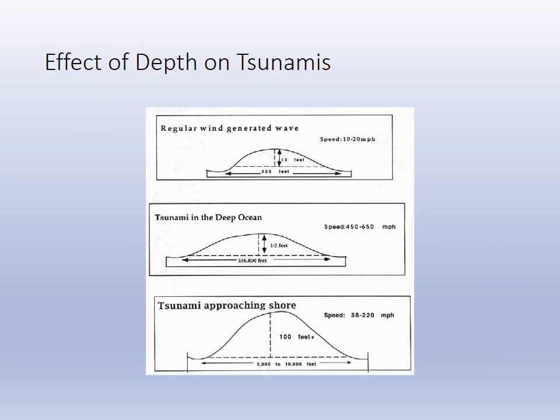So here's the speed, the general speed of your tsunami in the deep ocean is somewhere on the order of 500 miles per hour, maybe 600. When it hits shore and breaks, you're still moving very fast. You can be in the neighborhood of 200 miles an hour, whereas a wind wave, much slower, much less energy.